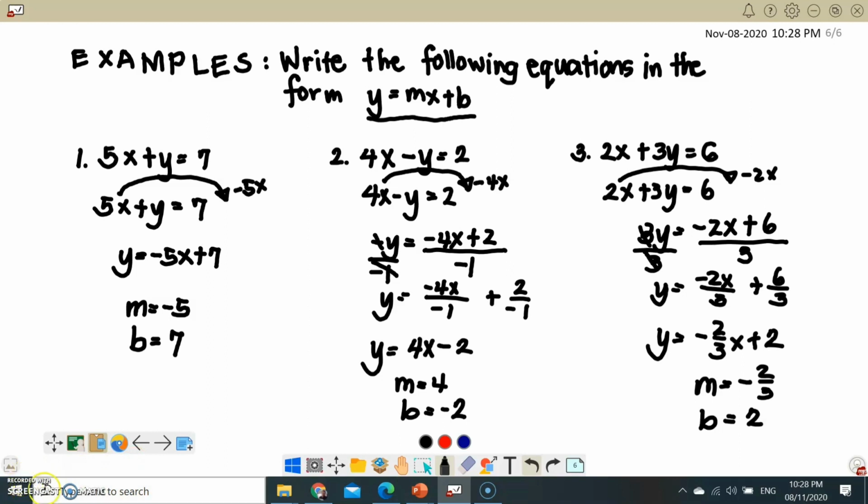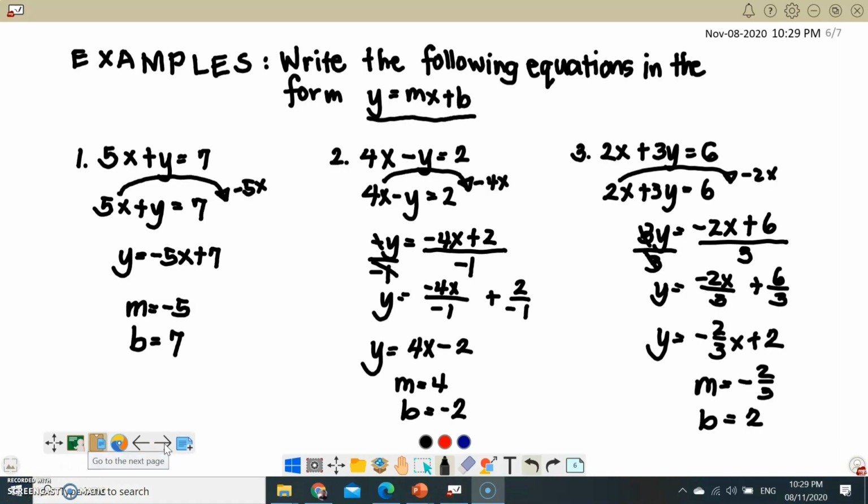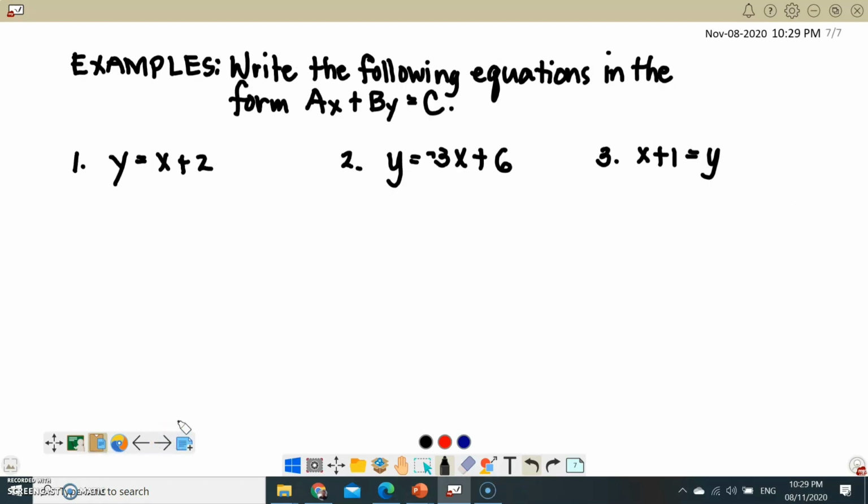So let's try some more. So let's try other examples. For now, we will be writing the following equations in the form ax plus by is equal to c. As you can see, the given are all written in slope-intercept form, and we're going to transform it into standard form following ax plus by is equal to c.